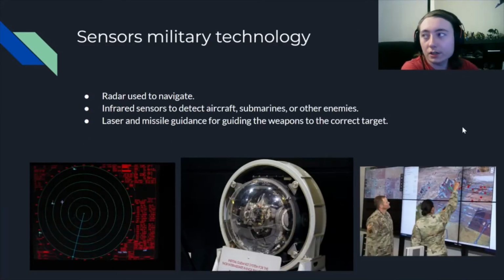And finally, we have sensors. Sensors are used for navigation, detecting other things such as submarines, looking for other submarines, aircraft, trying to see if they have anything, and even used for laser and missile guidance to guide weapons to the correct target.